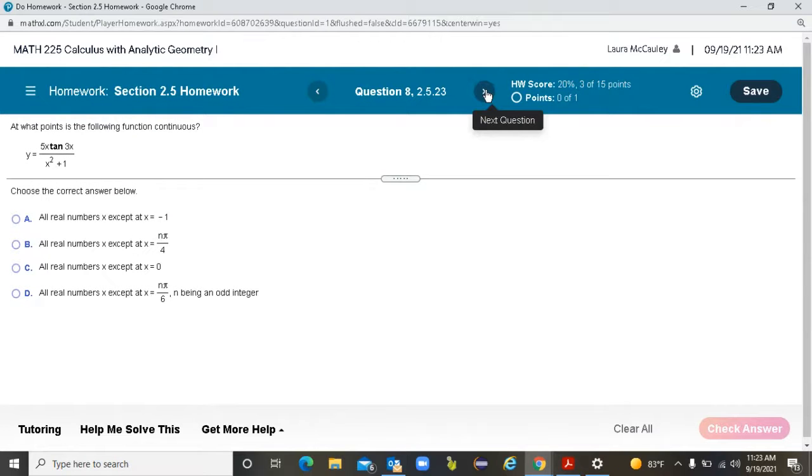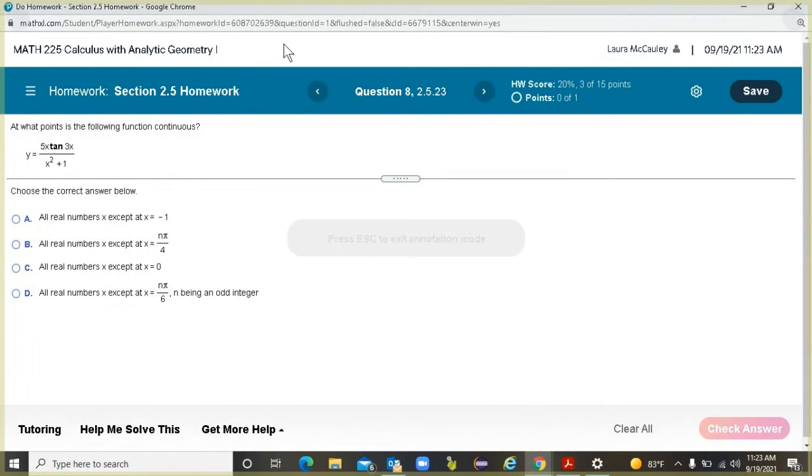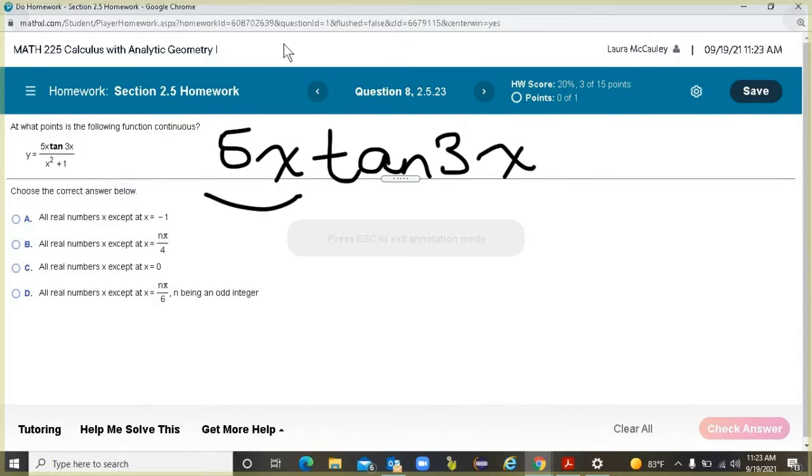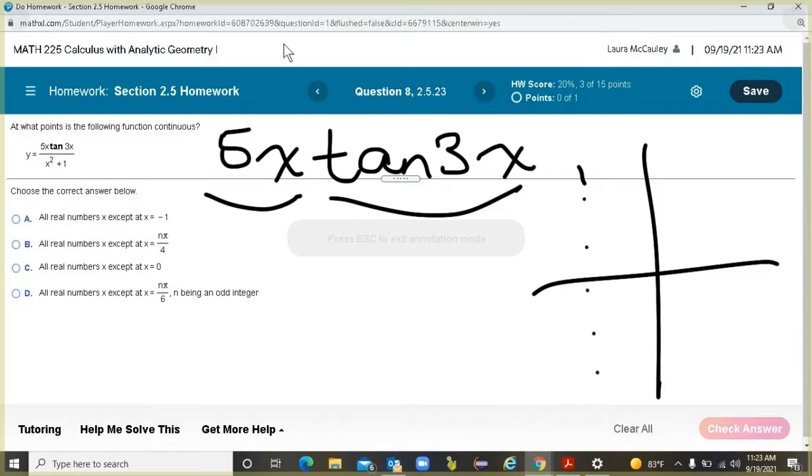All right. How about this guy being continuous? Okay, so let's check him out. So let's look at the numerator first. So for the numerator, we've got 5x tangent 3x. This guy's okay. He's just a line. However, tangent is going to have a few problems. So recall the tangent function in general looks like this.